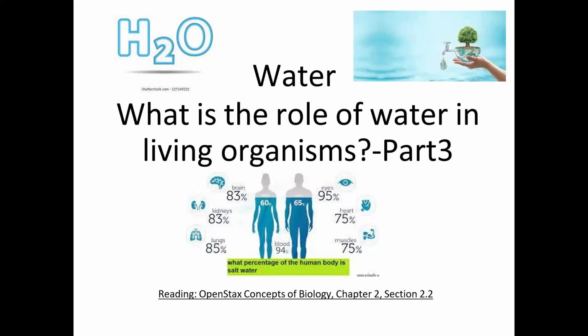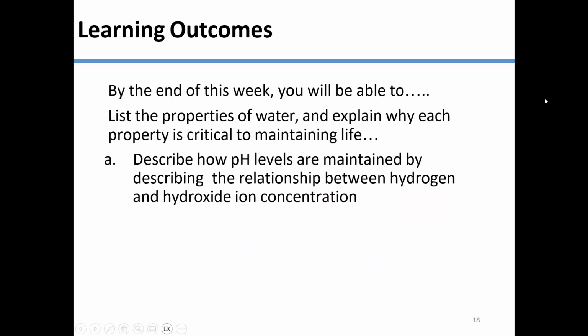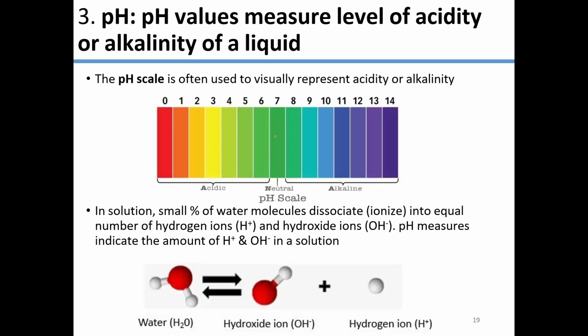And what we're going to be identifying and looking at today is going to be pH. We're going to go ahead and see exactly what pH is. We're going to look at the relationships between hydrogen and hydroxide ions and how that is going to influence the pH level. So let's go ahead and start off by identifying exactly what pH really means and what those values mean to us.